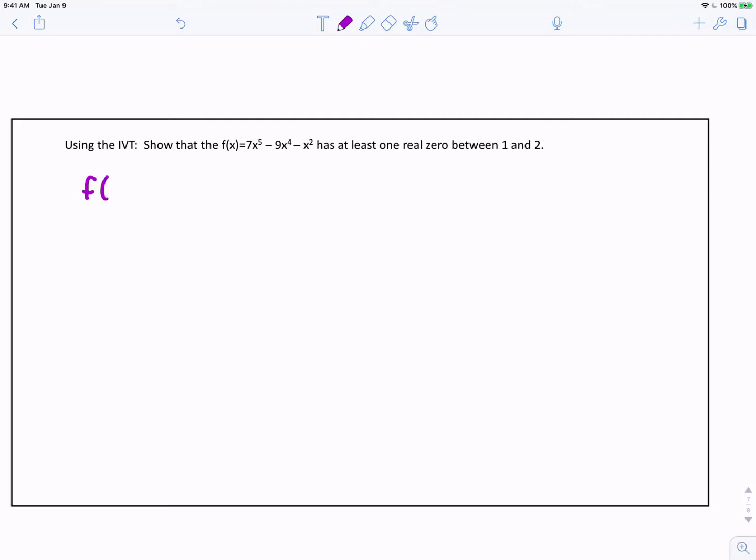So let's find out what f of 1 is. F of 1 is 7 minus 9 minus 1. In other words, that's negative 3. F of 2. Now, I don't have a calculator with me, so I don't want to. But anyway, we would fill in a 2 for x where we see x, all right? So why don't you go ahead and find out the sign of f of 2? But I'm betting that f of 2 is going to be positive.